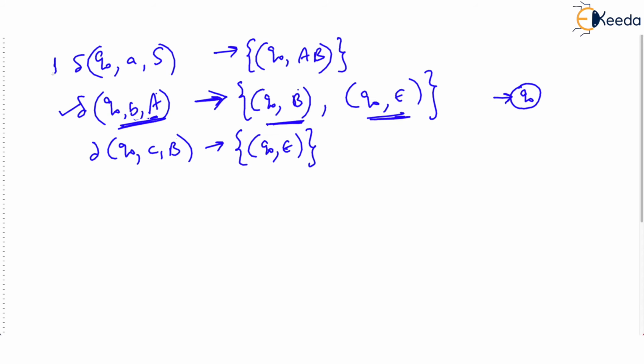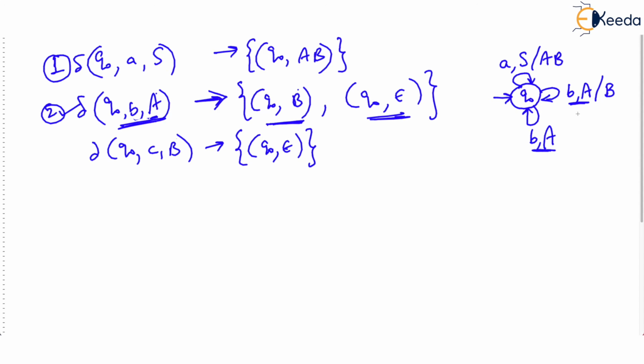Just check, how will you write this in the form of first transition? Q0 reading A, top is S, results in AB. How will you write this second one? Q0 reads B, top is A, replaces A with B, but Q0 reads B, top is A, check the repeated configuration, results in epsilon, and one more. Q0 reads C, top is B, results in epsilon. So the diagram is really not necessary, isn't it? There is only one state, no final state.